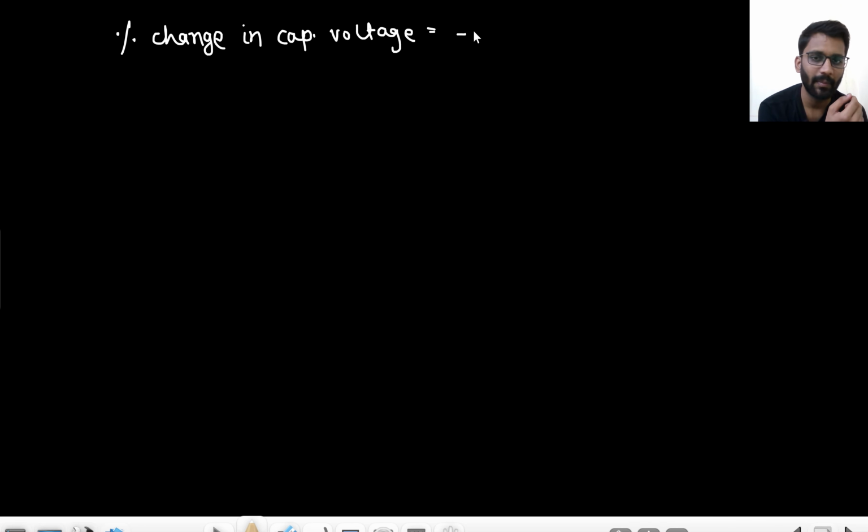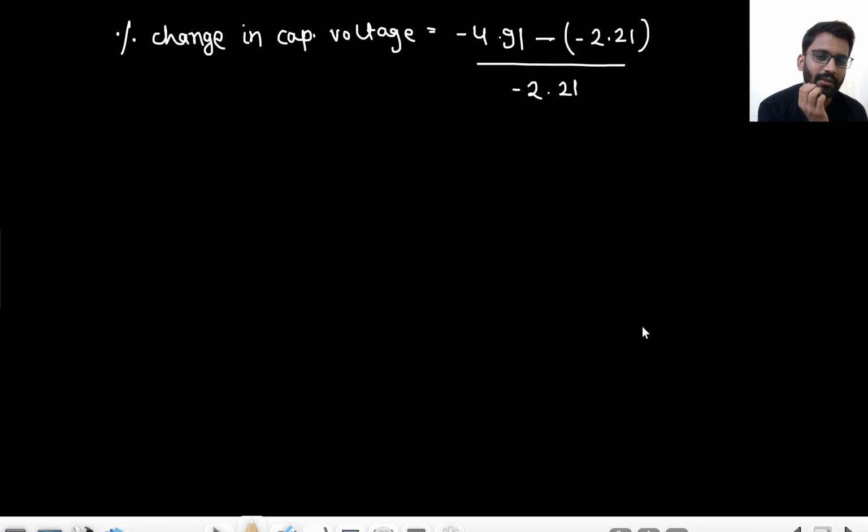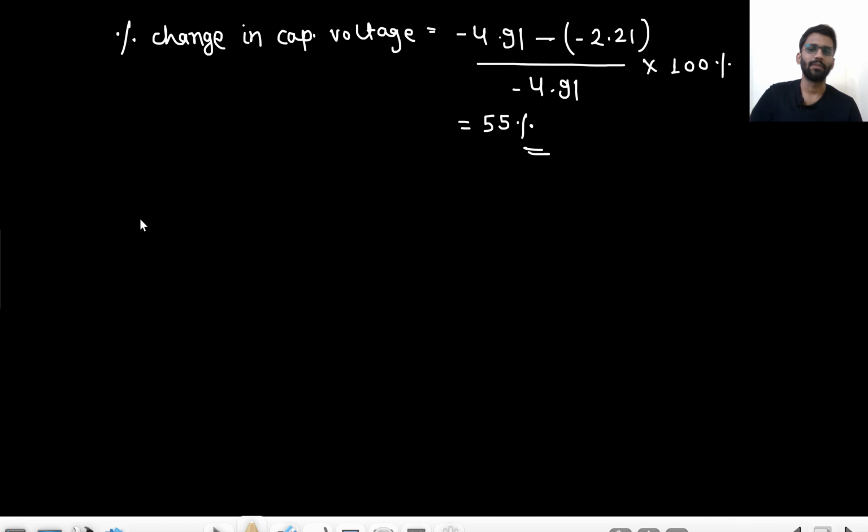Your initial voltage was minus 4.91. Your final voltage was minus 2.21. If they are asking about percentage change, that means they are asking with respect to the initial voltage. So we just need to calculate this value, minus 4.91 by 4.91. It is coming to nearly 55%, into 100. So this is the percentage change in capacitor voltage. This is the answer, 55%.